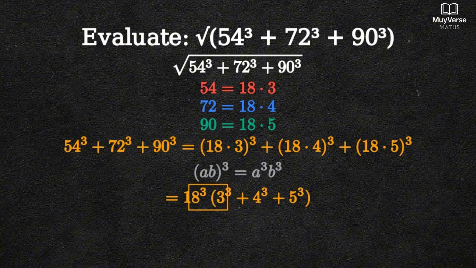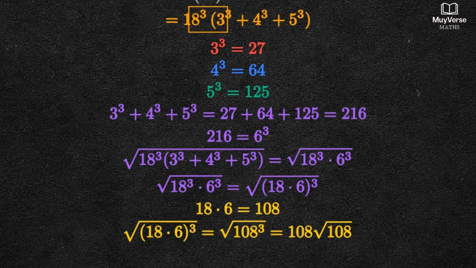Now substitute that result back. Inside the square root, we have 18 cubed times 6 cubed. Since a to the n times b to the n equals the product ab to the n, this is the square root of (18 times 6) cubed. 18 times 6 is 108. The square root of 108 cubed equals 108 times the square root of 108.